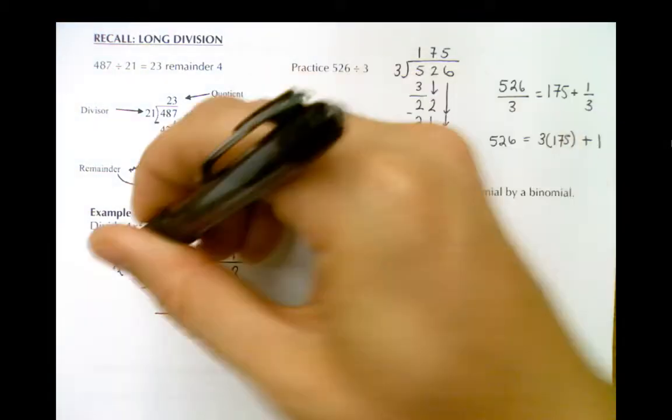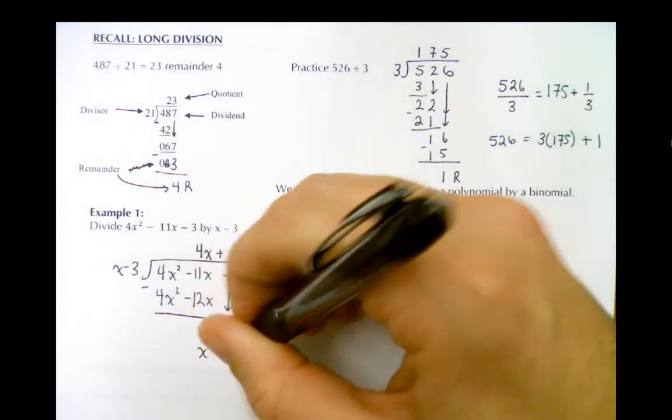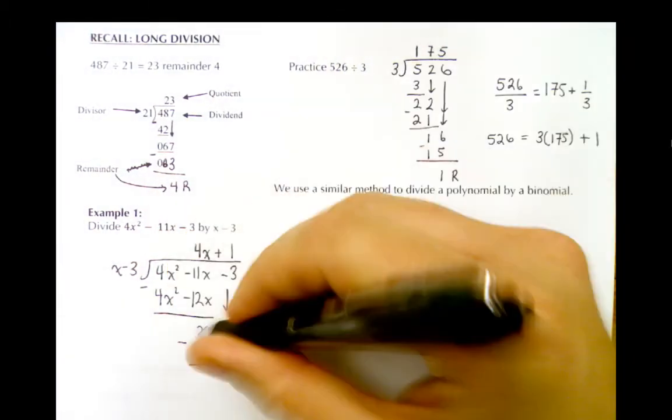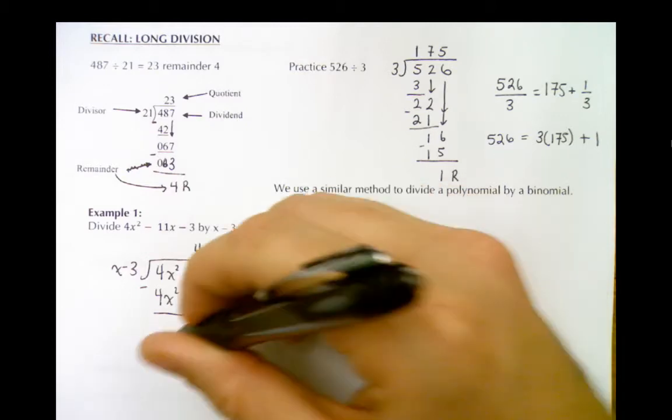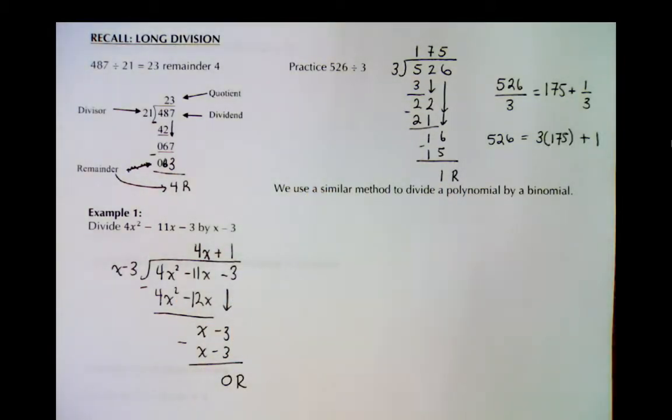So 1 times x is x. 1 times negative 3 is negative 3. We got the exact same binomial, so if we subtract x minus x, we get 0. Negative 3 subtract negative 3, we get 0. So we have a 0 remainder. That's our first division of a polynomial that we've ever done. I'm going to do one more example, but first I'm going to write what's called a division statement.